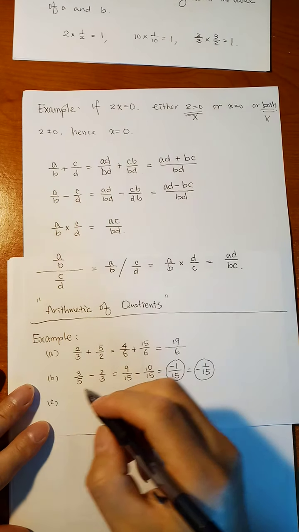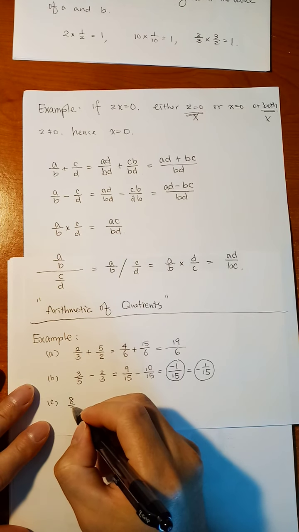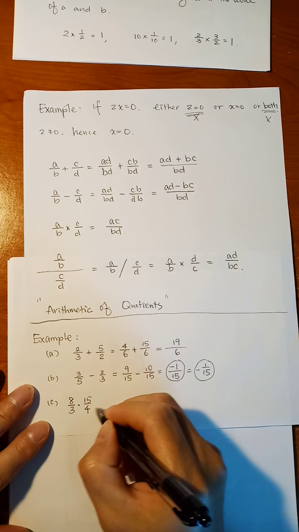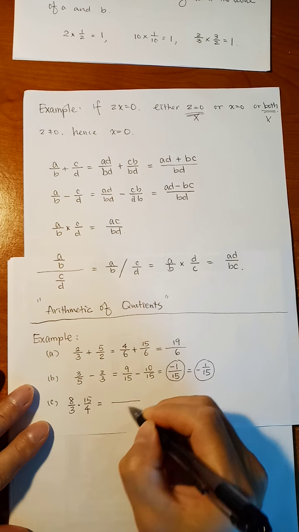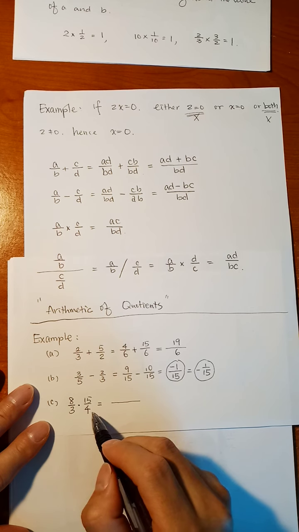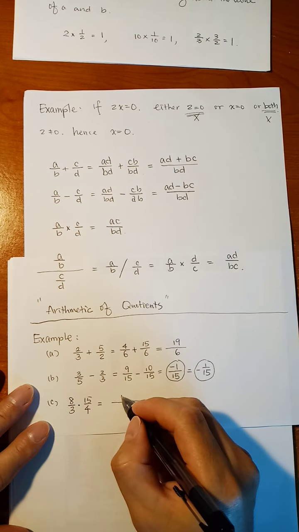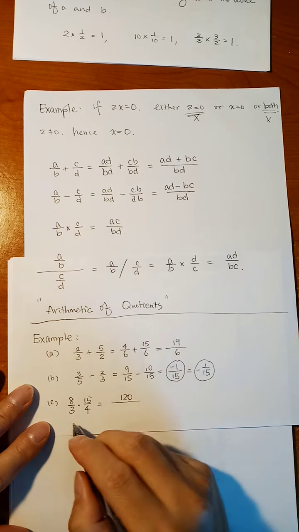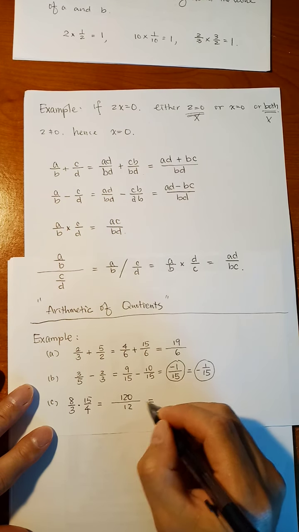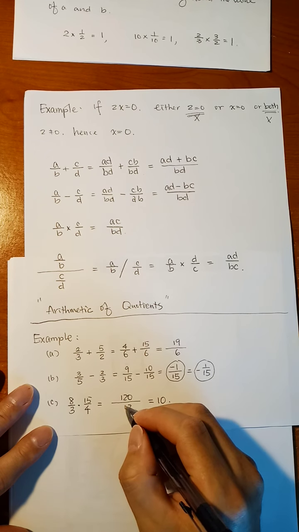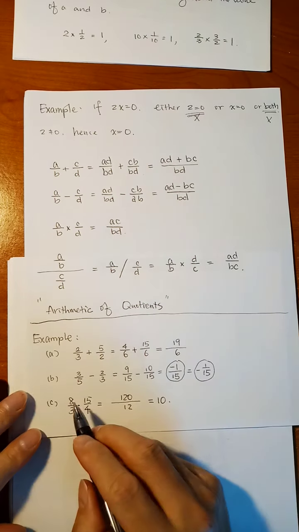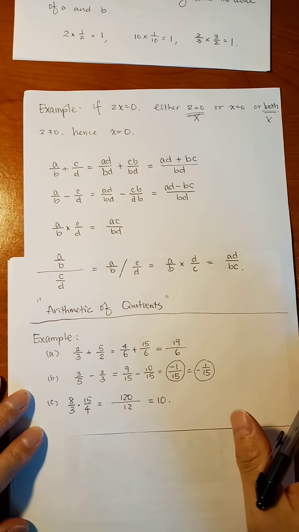Product. Product is the simplest one. 8/3 times 15/4. So the product of quotients is the simplest one. It's just 8 times 15 over 3 times 4. 8 times 15, what is it? It's 120. 3 times 4 is 12. So after simplification, 120/12 is 10. Okay, so numerator times numerator, denominator times denominator.